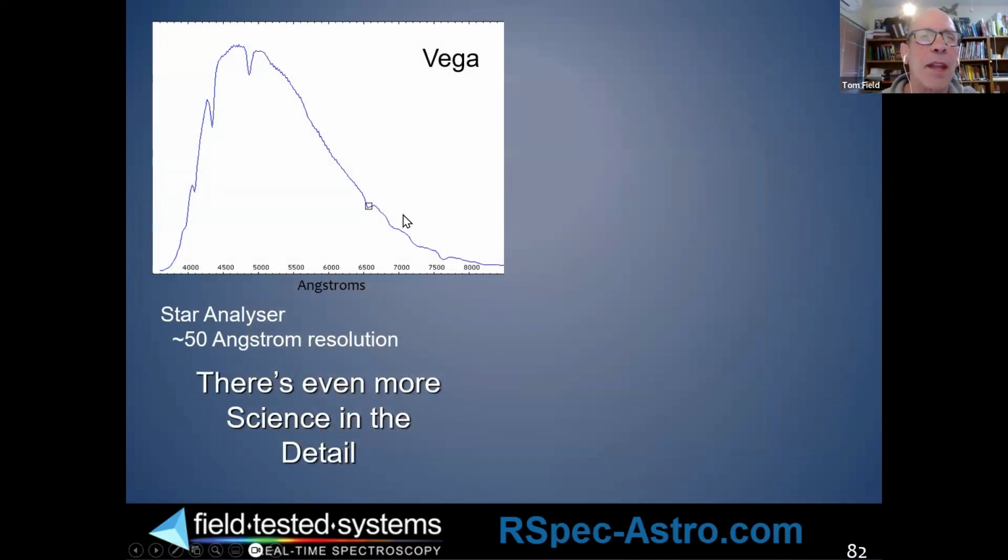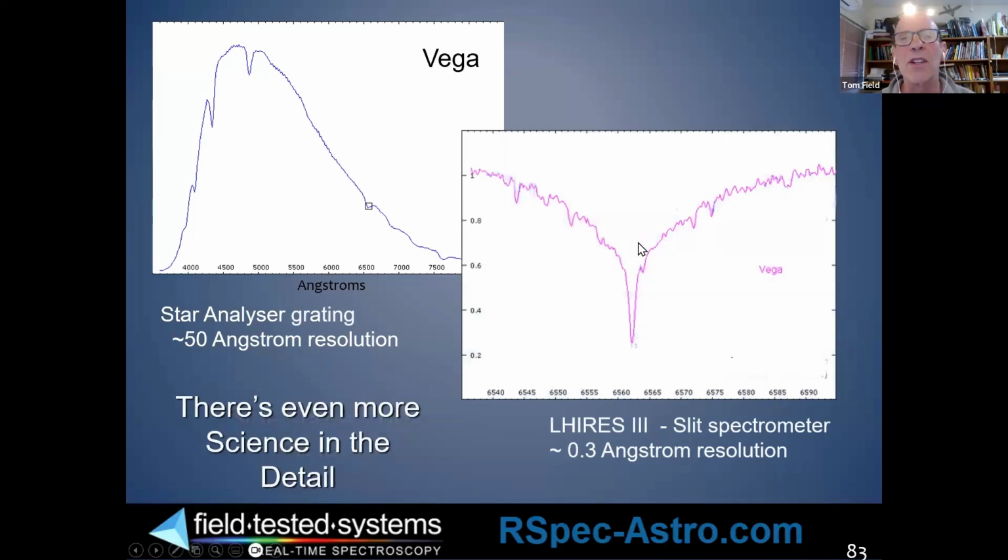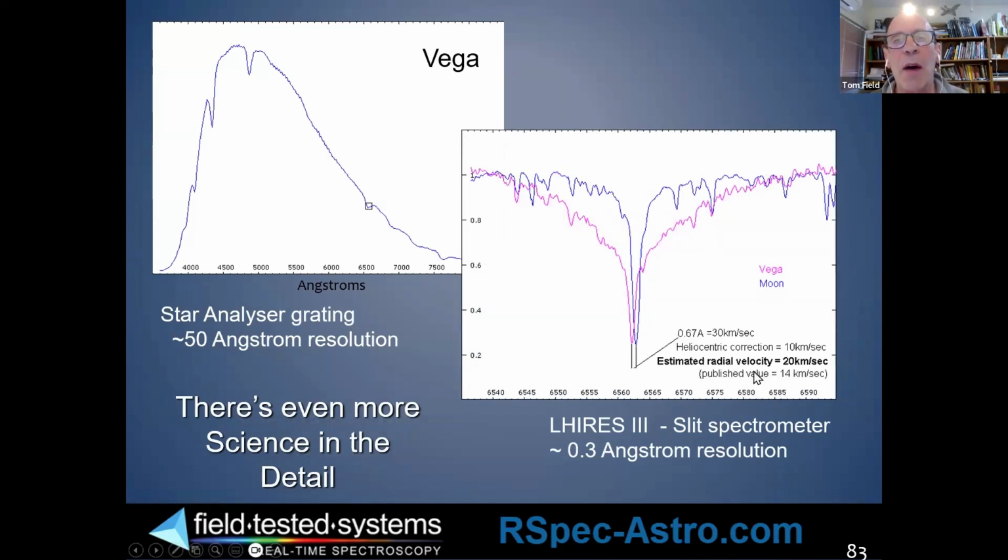So far we've been looking at features like this. This hydrogen alpha feature is how wide? It's about 50 angstroms wide. What if we want to drill down into that? Then we have to go to the high resolution spectrometers, where we can see the same feature, that is this. And if we compare it to the moon, now the moon's not really moving towards or away from us very much, but clearly Vega is, because we can see some Doppler shift here and we can measure it fairly closely.